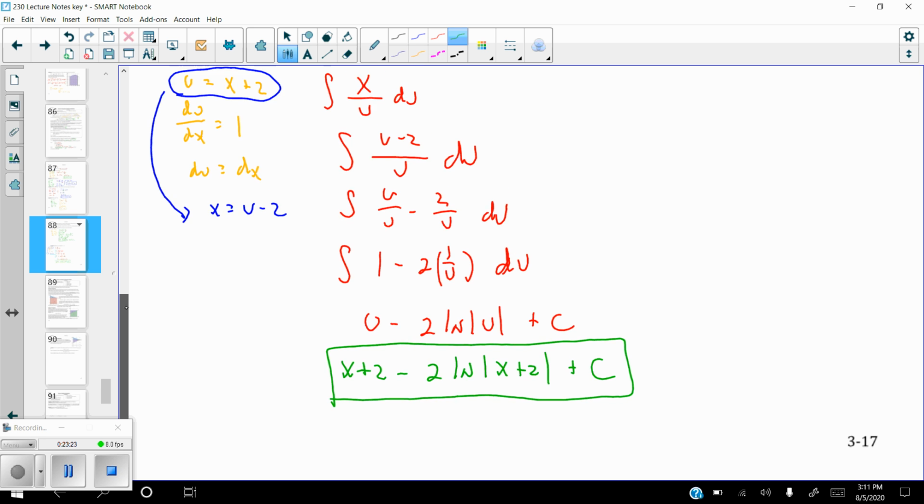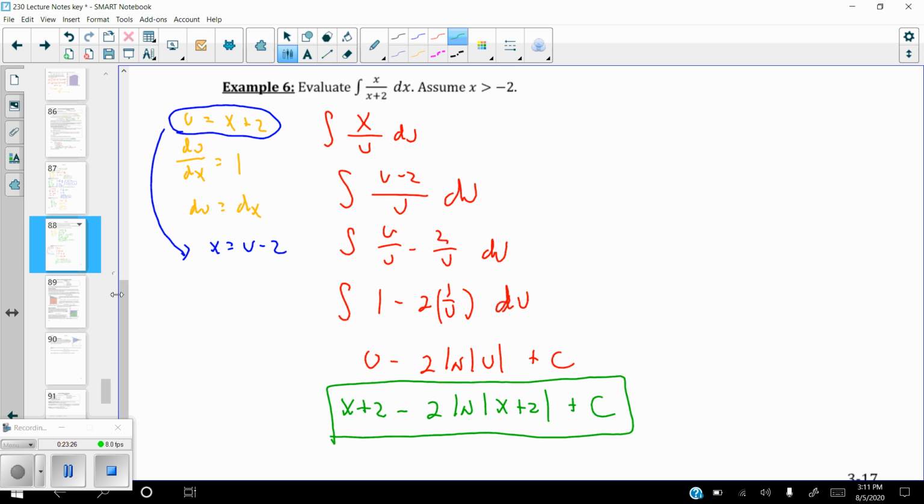If you end up with something that looks like this, and you're like, oh, it doesn't get rid of anything, check to see if you can manipulate the original equation to simplify what's left over, and then see if it'll work. That's probably the most tricky ones that you'll get. All right, that should be enough.